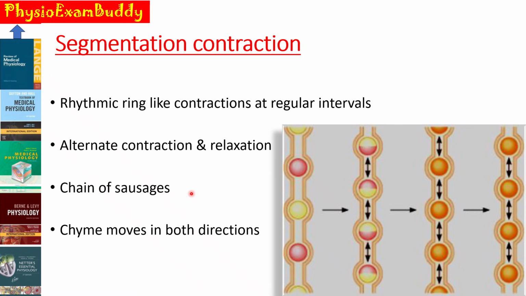Next, we move to the movements related to the meals. First is the mixing movement, and the first of these is the segmentation contraction. You can see rhythmic ring-like contractions occurring at regular intervals, that is, an alternate state of contraction and relaxation like a chain of sausages. This helps the chyme to move in both directions. So please keep in mind that here the chyme moves in both directions.